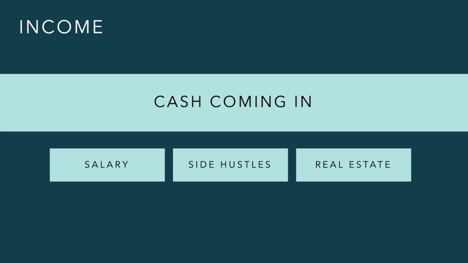So let's talk about income. Simply defined, it is the cash coming into your pocket. Three main components of income. So it can be salary from the job that you have or business. Then you have side hustles. You have dividends from stocks or real estate cash flow.